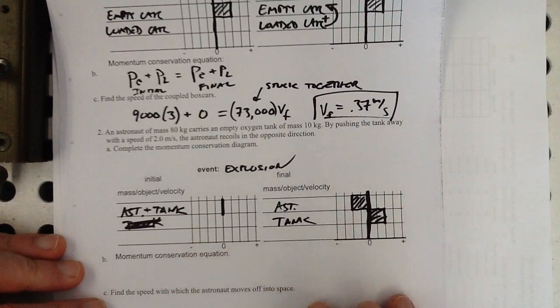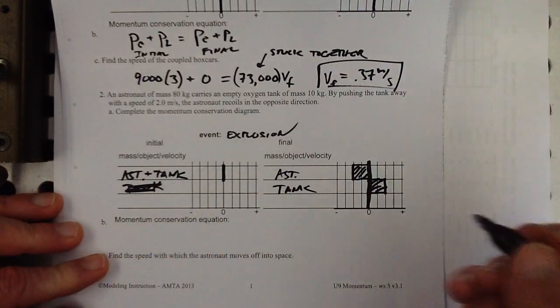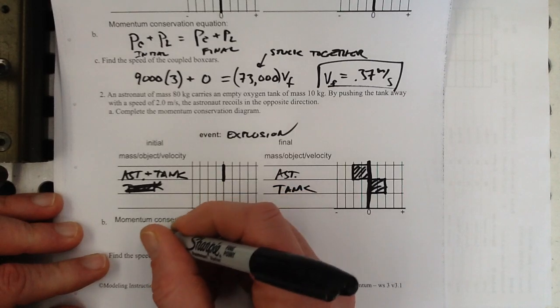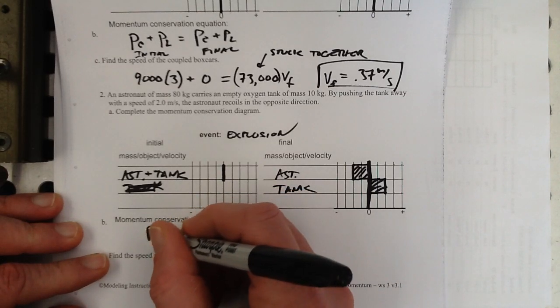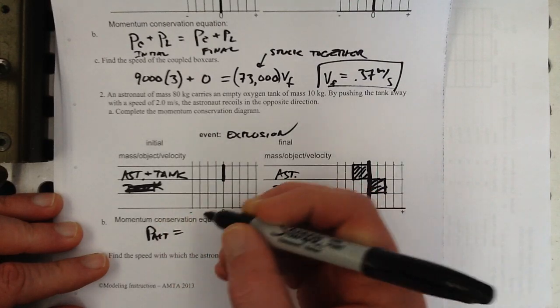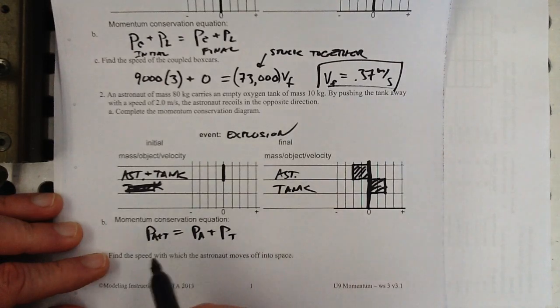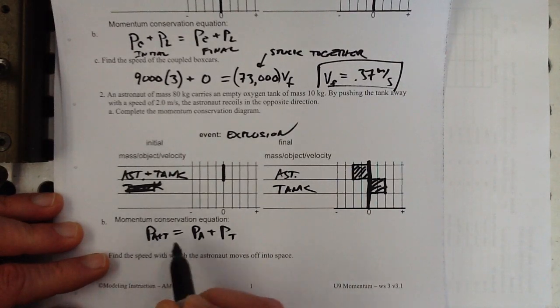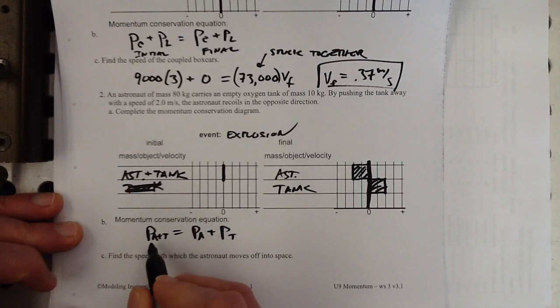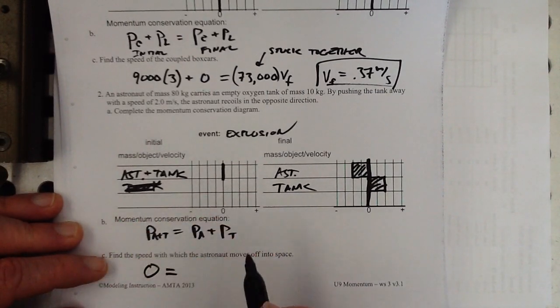Right? I hope that makes sense what we're doing with those. Momentum conservation equation. So the momentum of the astronaut plus the tank initially is equal to the momentum of the astronaut plus the momentum of the tank. I can put them together here because they're stuck together. They're holding, the astronaut's holding the tank here. And then here, that's going to be 0 because they ain't moving.